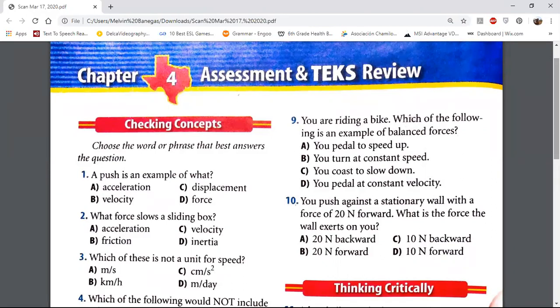So what would be the answer? Constant speed. You pedal at constant velocity, so it's going to be the letter D.